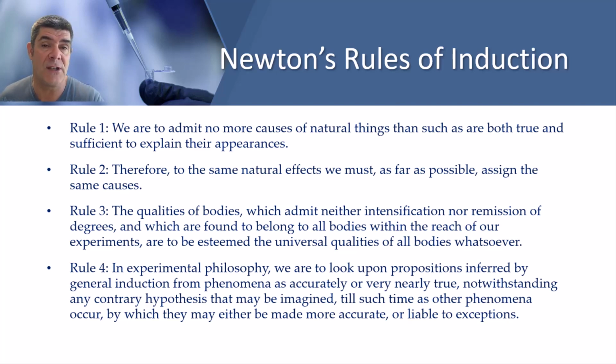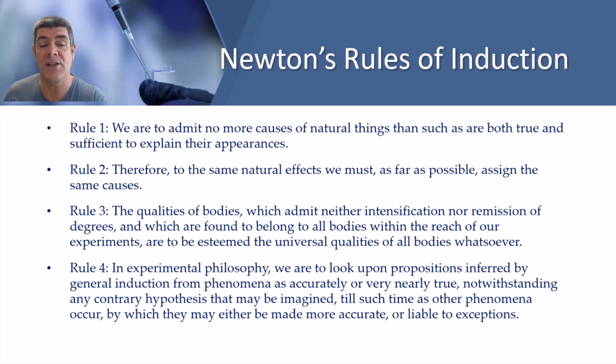Rule 3 is getting to the real nitty-gritty of induction. Rule 3 for Newton is the quality of bodies which admit neither intensification nor remission of degrees and which are found to belong to all bodies within the reach of our experiments are esteemed the universal qualities of all bodies whatsoever. Once we start talking about universal qualities, we're going beyond what we've looked at in the laboratory and we're applying it to all things everywhere. This is a generalization, and hence this is the root of induction.